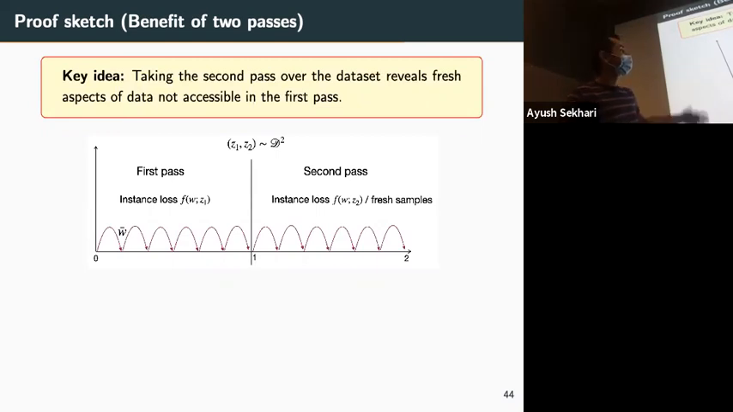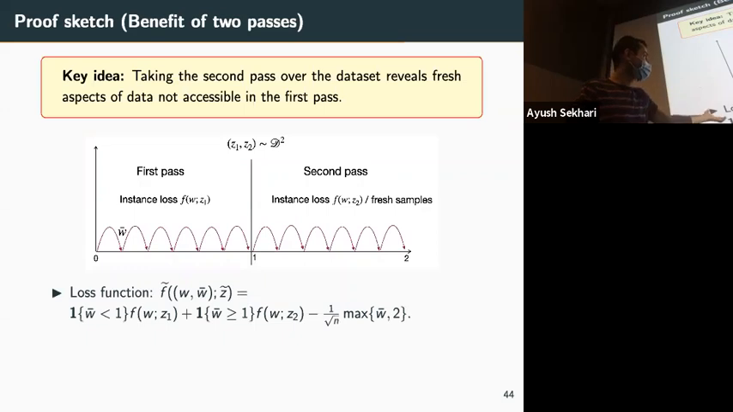But the SCO problem consists of two variables, W and W bar. And the value of W bar decides which of the instance losses of W you see. In particular, here's a mathematical way of representing this. When W bar is less than 1, you get samples from WZ1. And when W bar is greater than 1, you get samples from WZ2. And the losses are such that when you start optimizing, W bar always increases. So after you're done with your first pass, the value of W bar increases and you switch from getting samples from WZ1 to getting samples from WZ2.